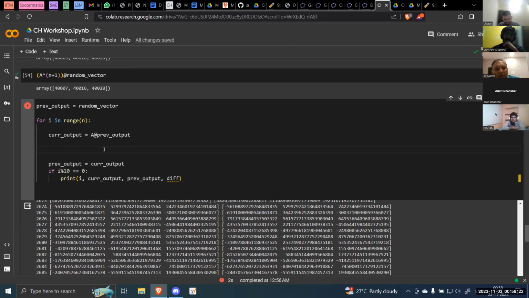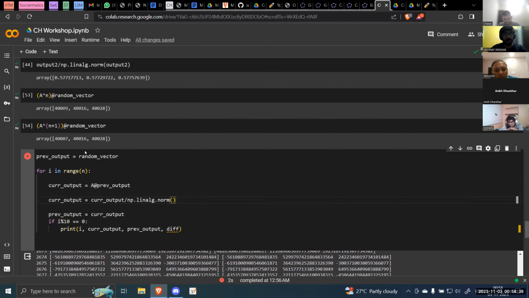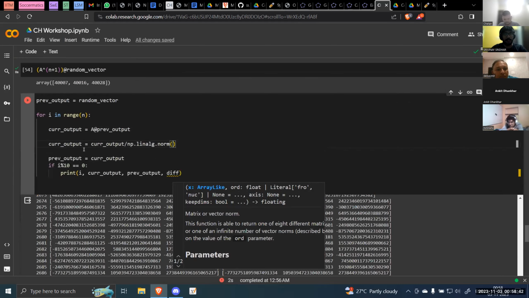So that's fine. You can normalize it. So current output equal to current output divided by the norm of the matrix, or actually norm of the vector. What am I saying? Dot norm, is it? Is that what we did?